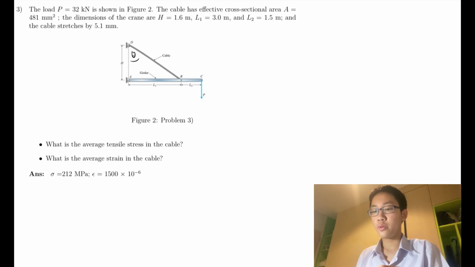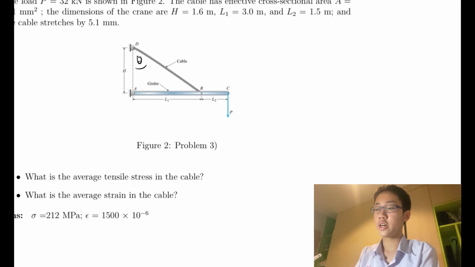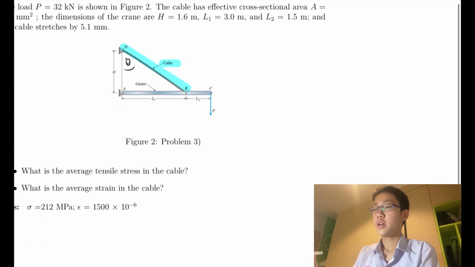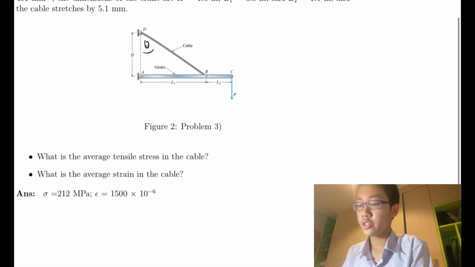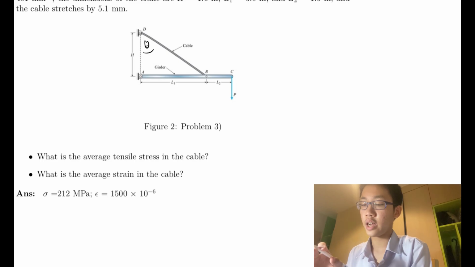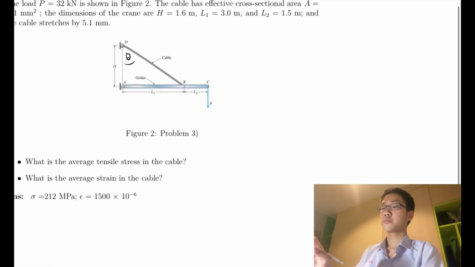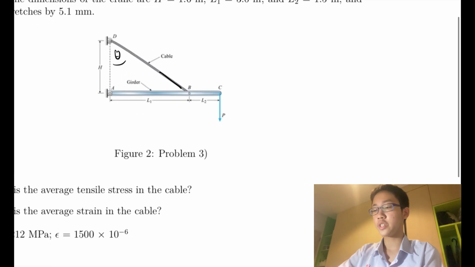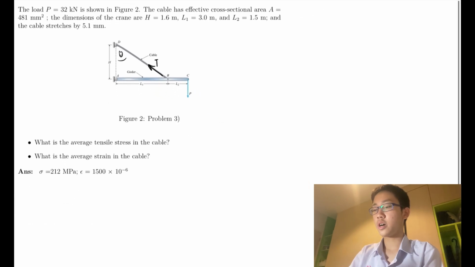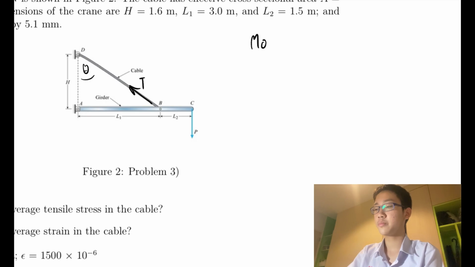Today we are going to solve this problem. The question is to find the average tensile stress and average strain of the cable, which is dB, this cable. To find tensile stress, we have to find the perpendicular force acting on the cable. So to find this force, the tension, we can find the tension by momentum.